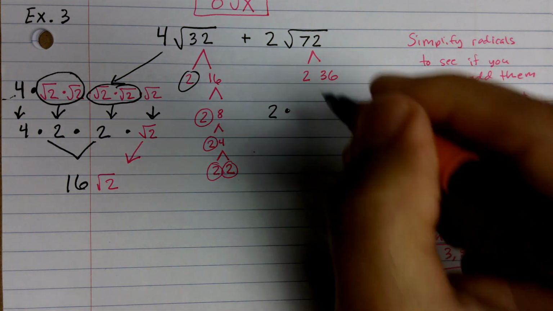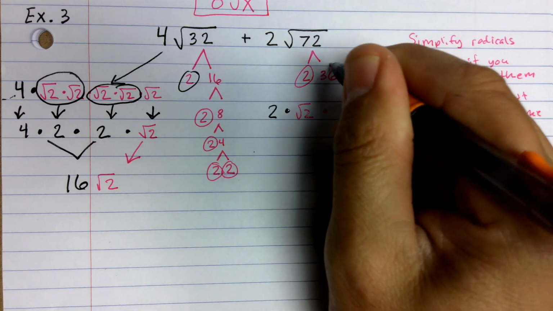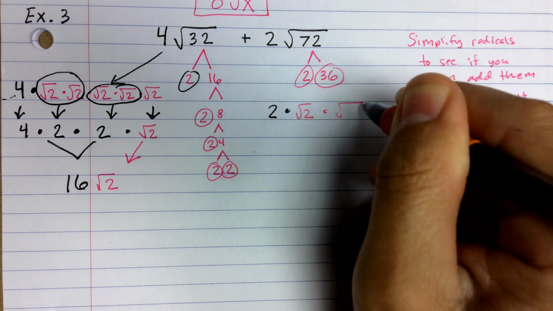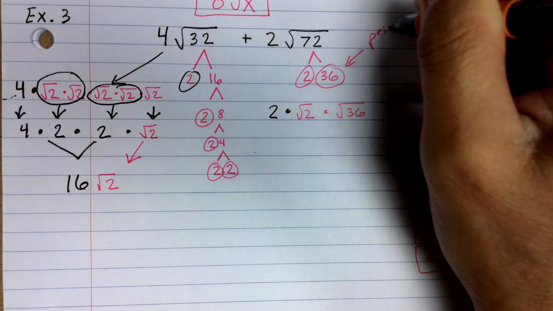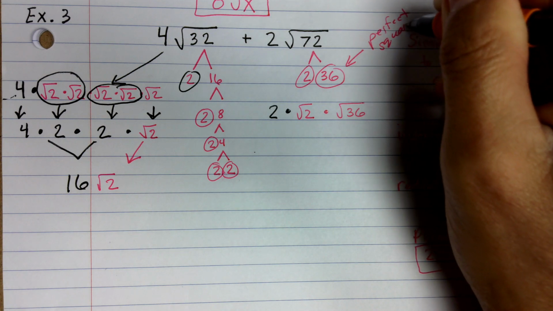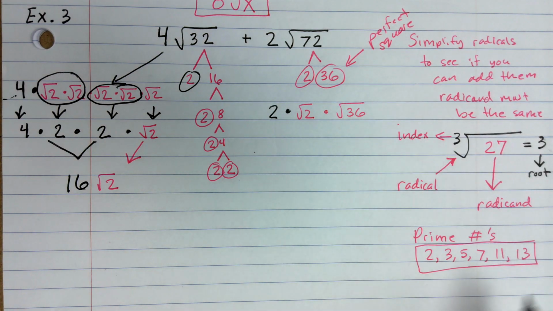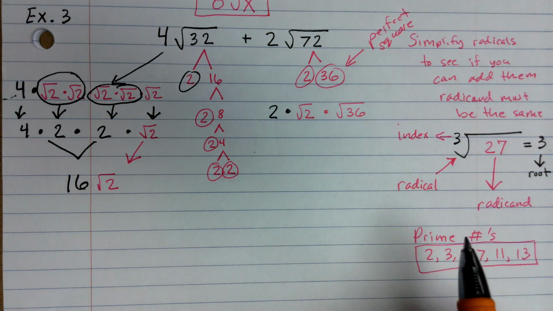times this first one, square root of 2, times the second one, square root of 36. And the only reason I can stop here is because this is a perfect square. So you can always stop when you hit a perfect square, or if you hit one of these prime numbers. That's how you know that you've factored it out enough.